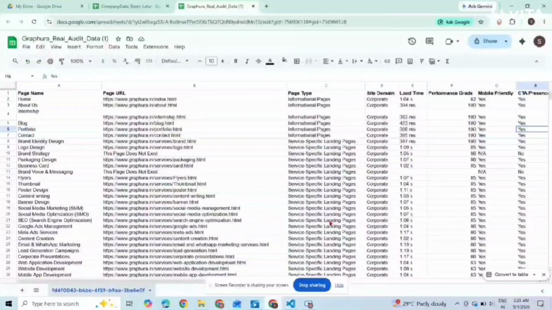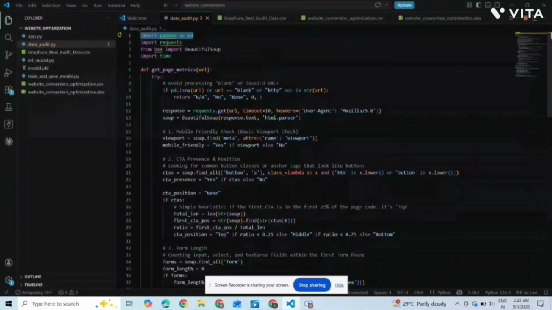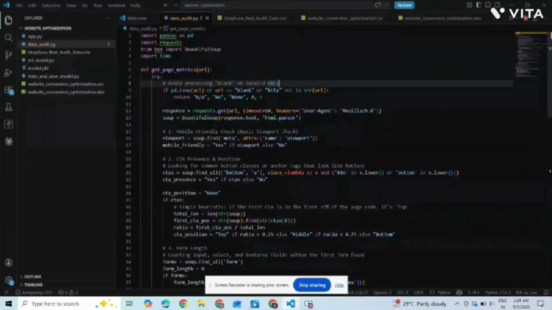Here we have multiple columns for the data which we require for the machine learning part. Then this is the script of Python. Here is the working automated. First is the automated extraction using pandas and Beautiful Soup. The script crawls Grafra's live URLs to extract structural and technical metadata without manual entry.